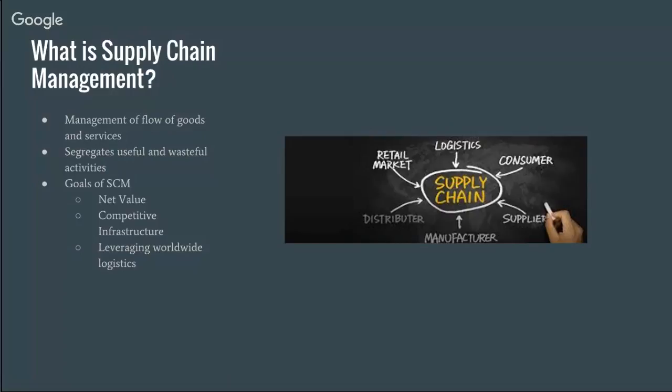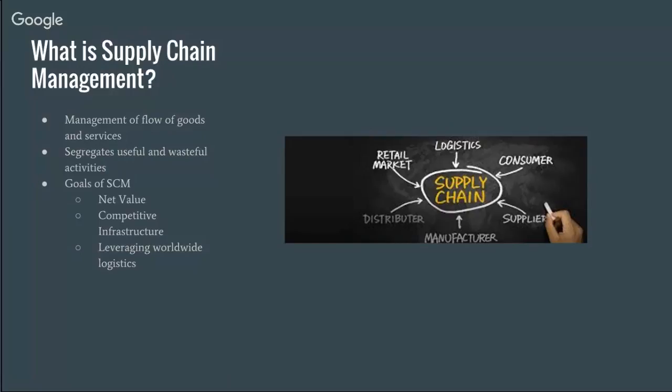And so supply chain management really just segregates useful and wasteful activities in product development. So what it does is it takes useful activities in product development and implements them into the processes that need them, and eliminates wasteful activities in an attempt to streamline the business processes.